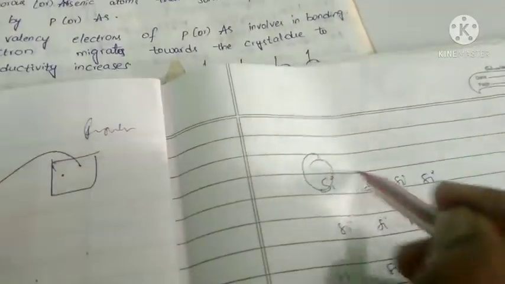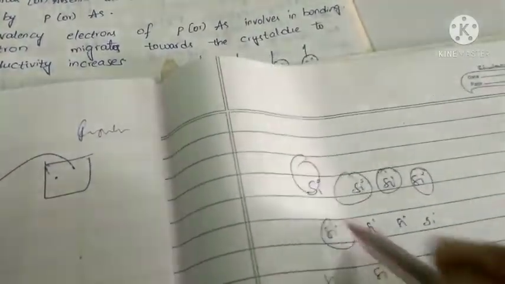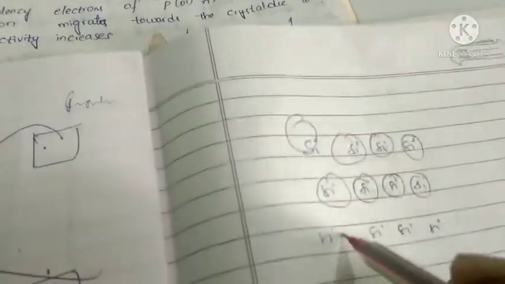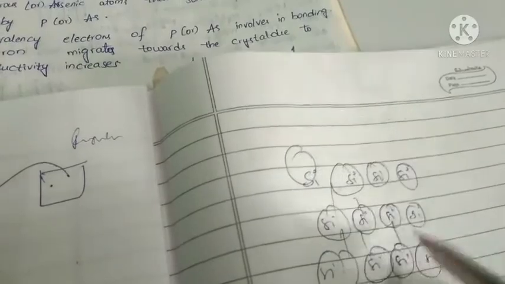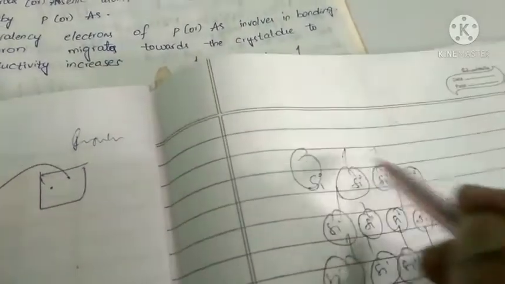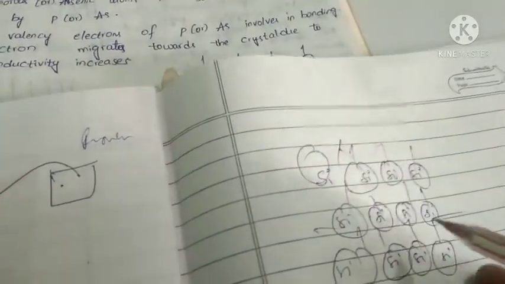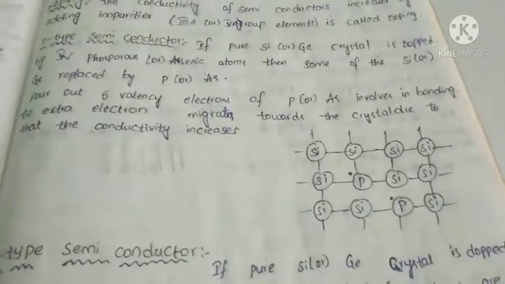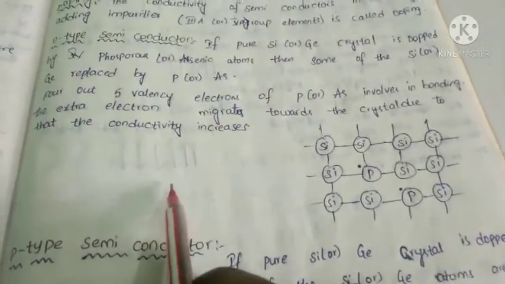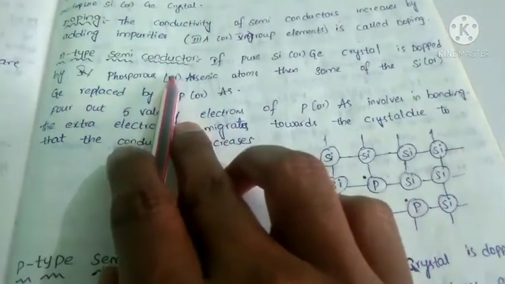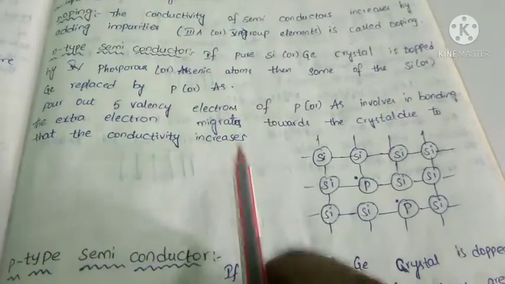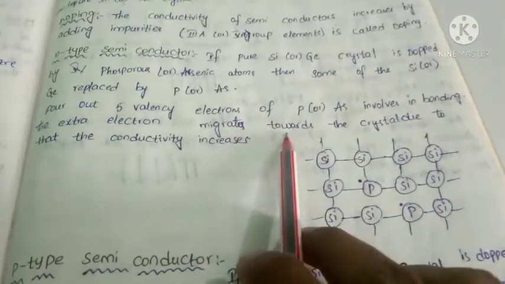See, this is the crystal of silicon. Between silicon atoms, bonds are present. Why are these bonds present? Due to attractions. See, the structure will be like this. Here what is the point? In case of N-type semiconductor, we add 5A group elements to 4A group elements.